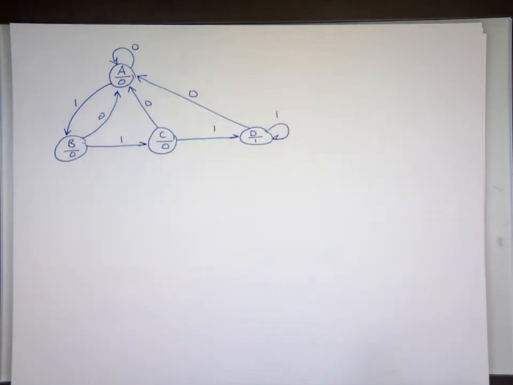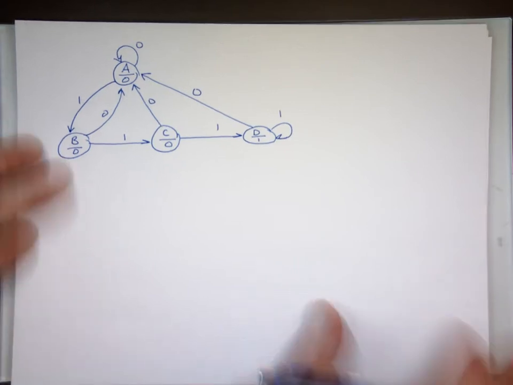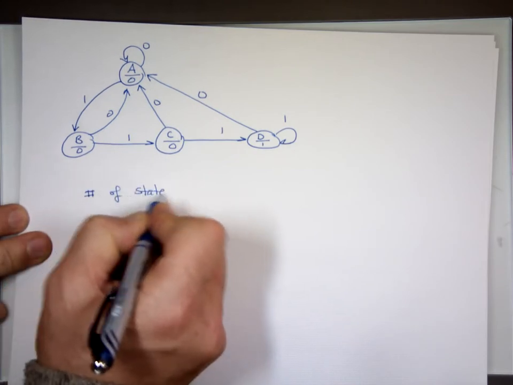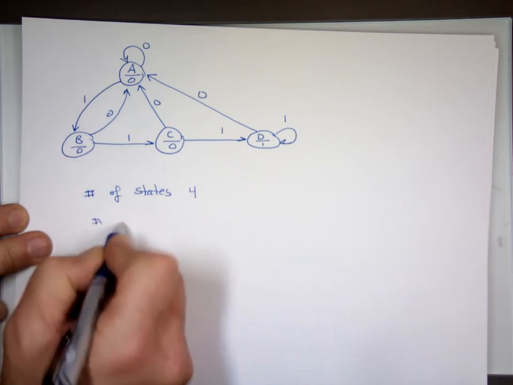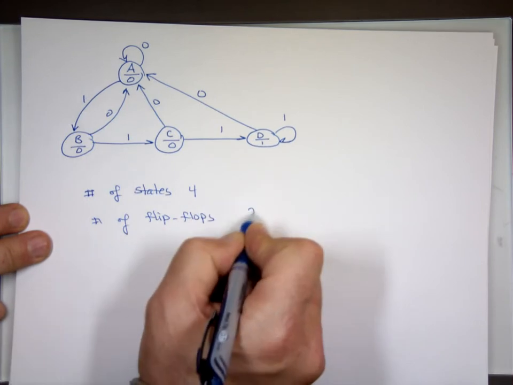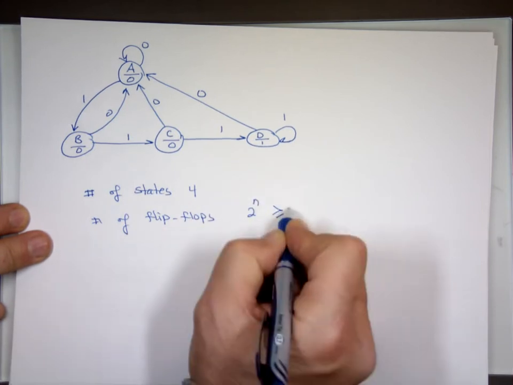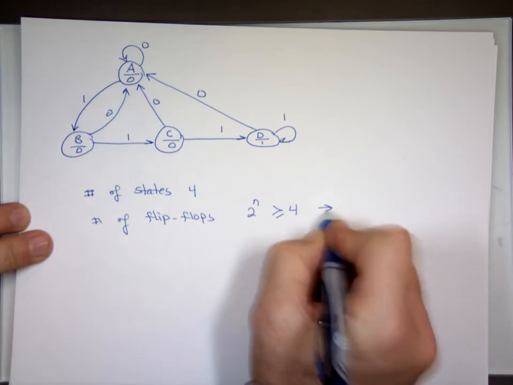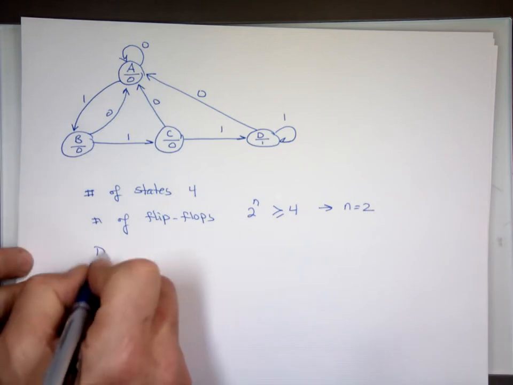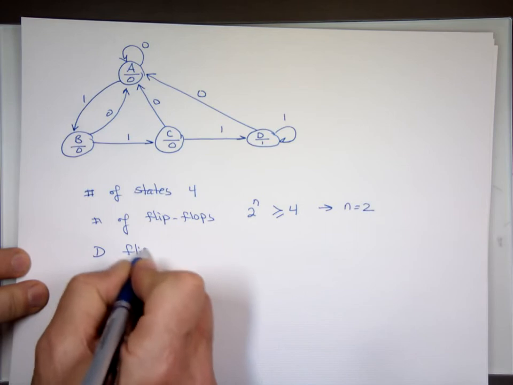Different example. How many states do we have? 4. How many flip-flops? We want 2 to the power of n to be greater than or equal to the number of states. So n must be 2. 2 flip-flops. Let's use, I don't know, D flip-flop. It'll be less work. There's only one input, so I only have to do one map for each one.